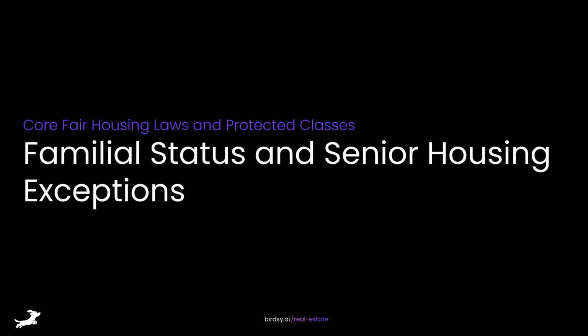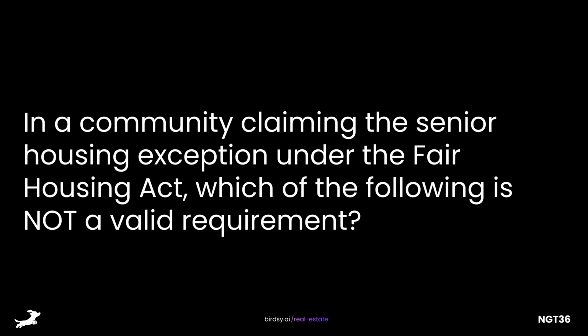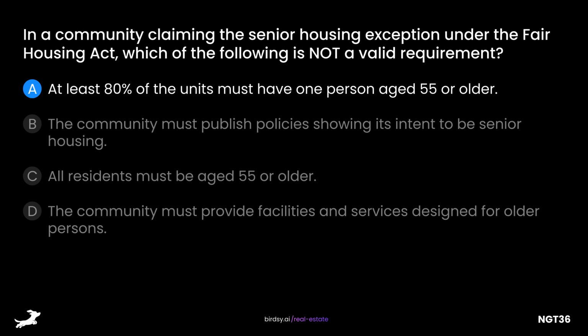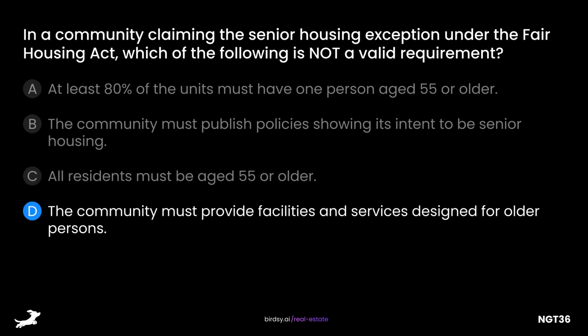Familial status and senior housing exceptions. In a community claiming the senior housing exception under the Fair Housing Act, which of the following is not a valid requirement? Is it A, at least 80% of the units must have one person aged 55 or older? B, the community must publish policies showing its intent to be senior housing? C, all residents must be aged 55 or older? Or D, the community must provide facilities and services designed for older persons?